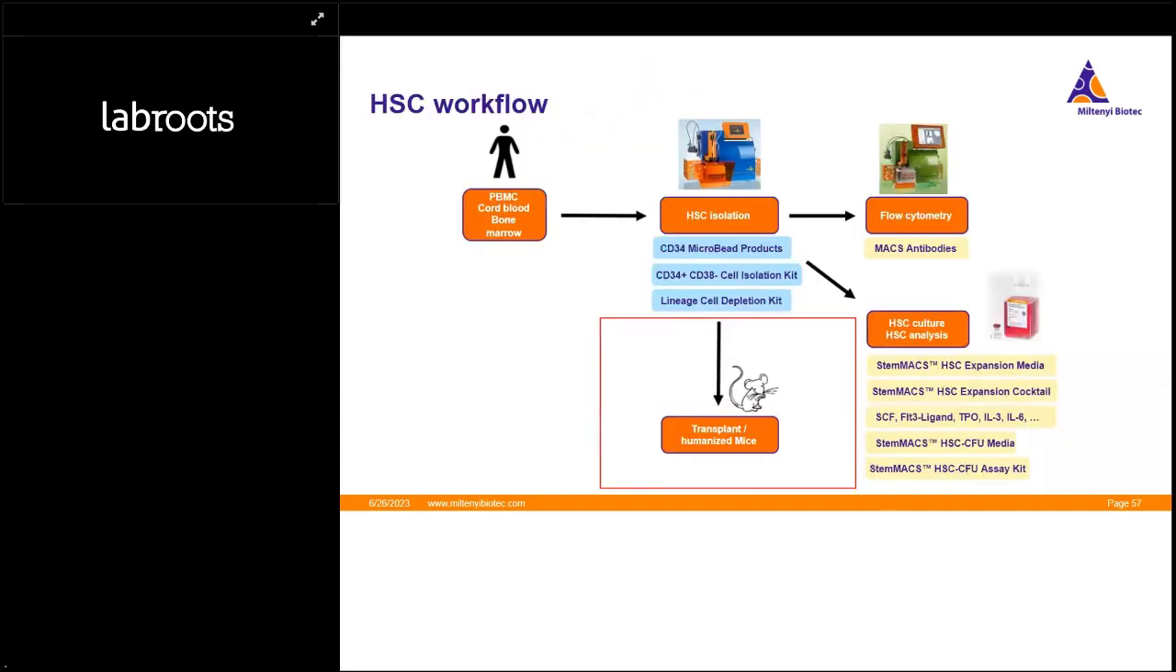So with that, I have finished the majority of the sections on the research tools. This last section is more like a summary of how we can put everything I introduced together for a really cool and very popular application nowadays, which is developing the HIS, a humanized immune system in a mouse model.